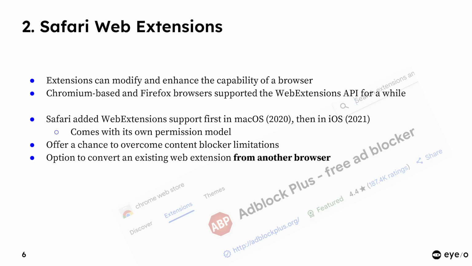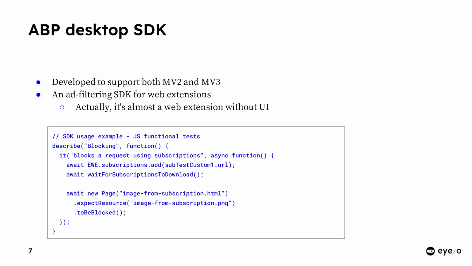And there was also the option to convert an existing web extension from another browser. And here I'm talking about AdBlock Plus for Chrome, for Firefox. So with all this context in mind, what we have here is the ABP desktop SDK.